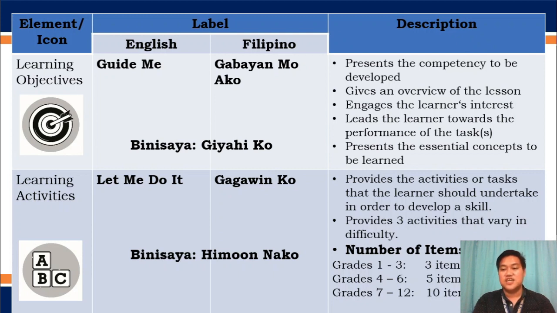In English, it is Let Me Do It, Gagawin Ko in Filipino, and Himuon Ko in Binisaya. This part provides the activities or tasks that the learner shall undertake. There shall be three activities that vary in the degree of difficulty. In terms of the number of items, grade 1 to 3 have 3 items per activity, while 5 items per activity for grades 4 to 6, and 10 items per activity for grades 7 to 12.